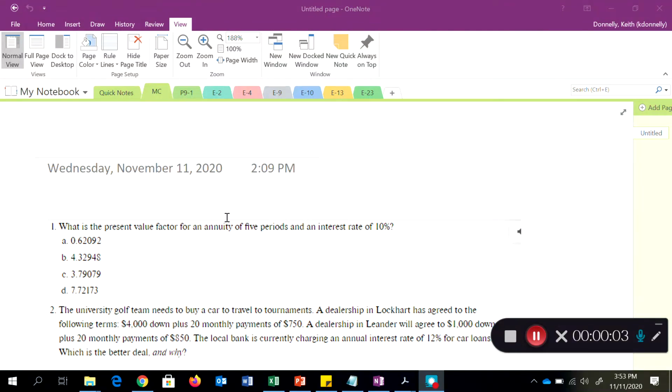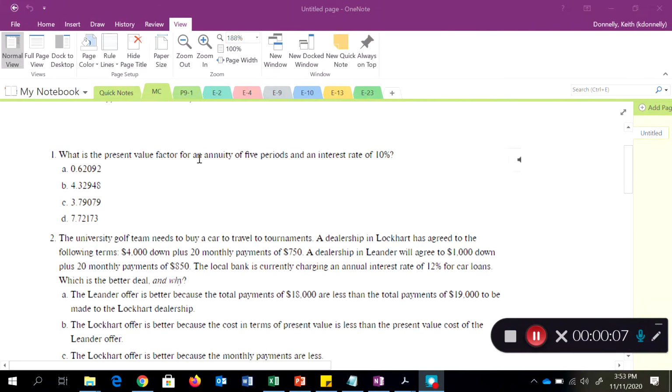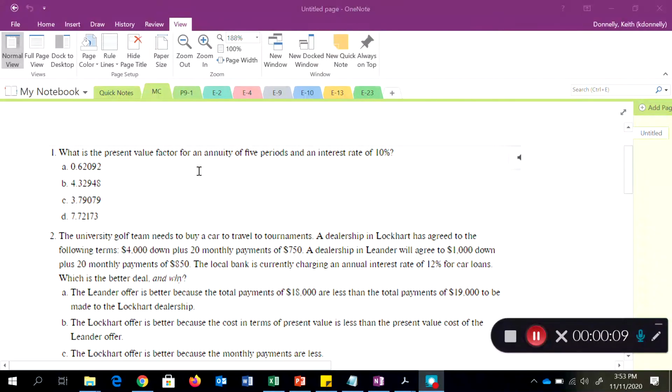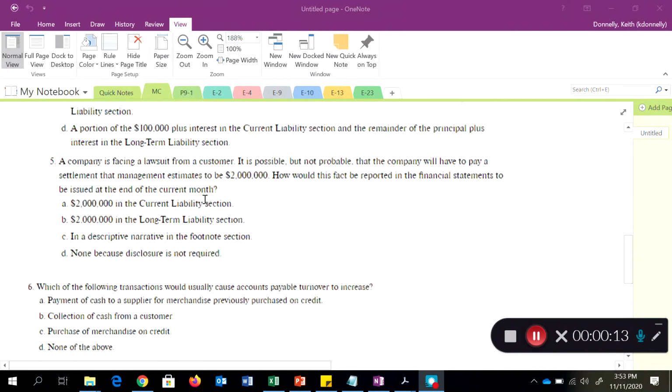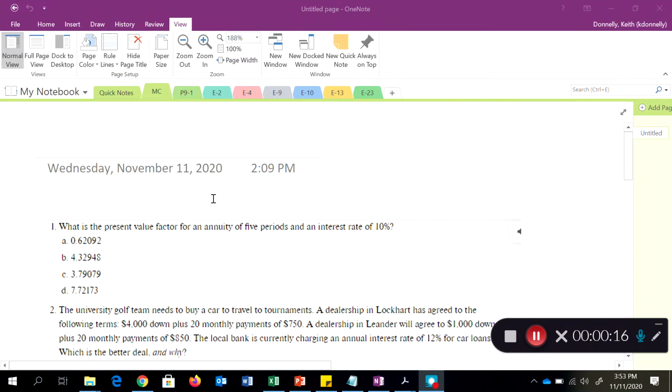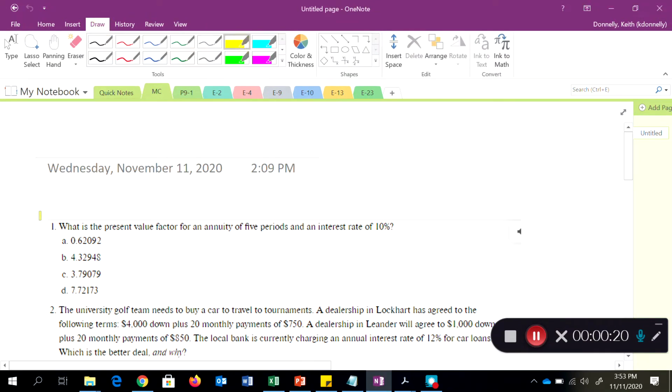Okay, so we're going to start with the multiple choice problems like we always do. We have 10 of them. Some of them we're going to go through with more detail, some of them less detail. So we're looking at question number 1 here.